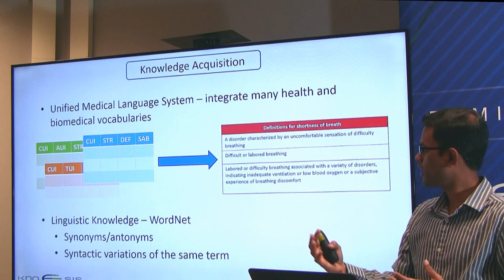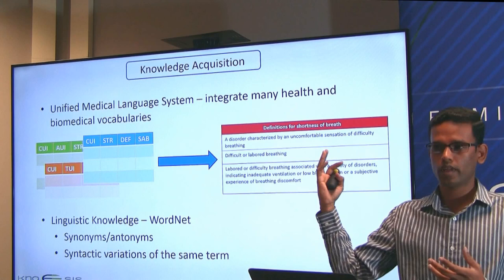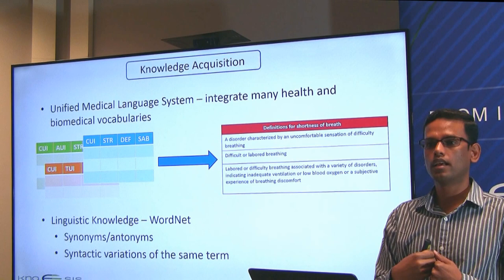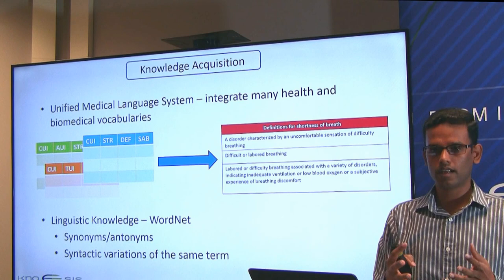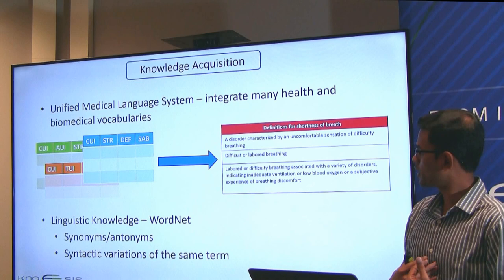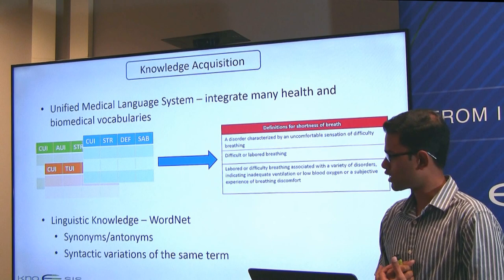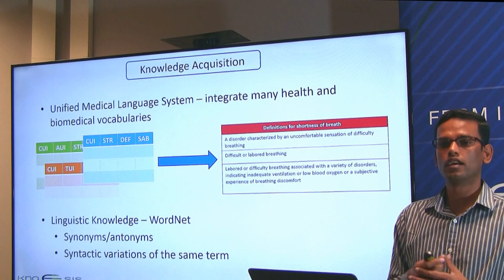So these are three different definitions for the condition called shortness of breath. You can see that it captures the diversity in how you can express the same thing in a different manner. And that is the knowledge that we extract for this particular task. So we need knowledge about the physiological observations of particular entities, and this is the way that we extract it. And then for the linguistic knowledge, we went to WordNet, which gives me the relationships between English terms.